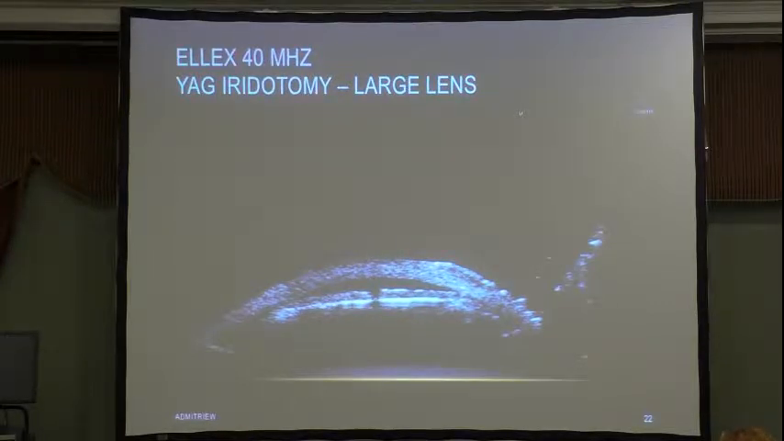That is a transverse scan getting through the periphery of the iris and getting through the iridotomy.